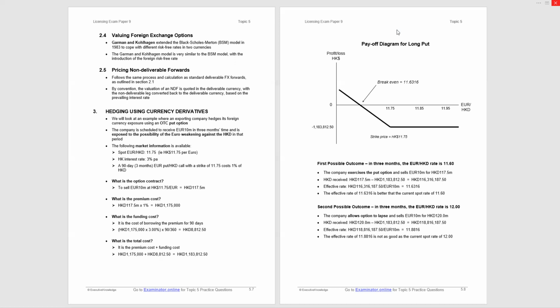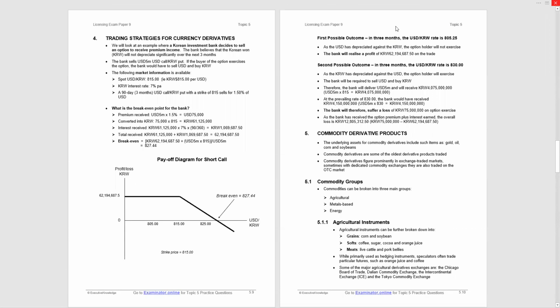But still, we must be happy that the euro has strengthened. We're in a better position than the 11.7 strike price in the option. Okay, so that's an example of hedging using currency derivatives. You're not going to get a question on the whole process, no way, but they may pick up certain points of that process to examine.